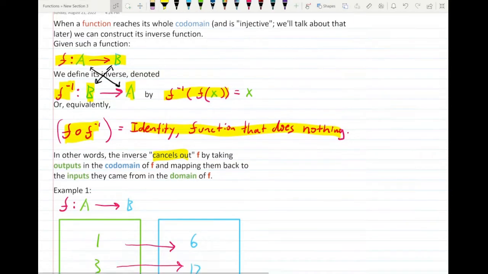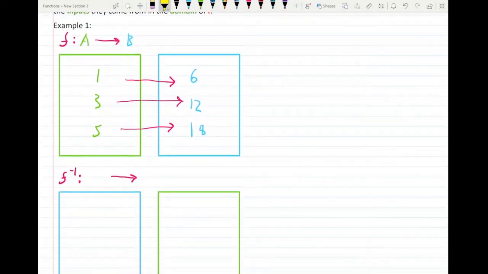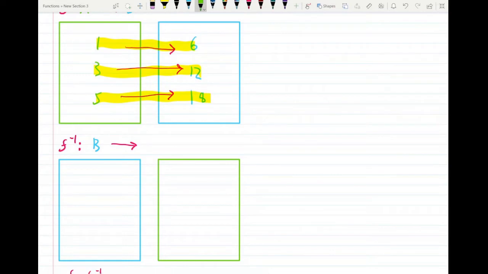So our first example is kind of a little toy example. We've got a very simple function, f from A to B here, and both domain and codomain have only 3 things in them. So we see that 1 maps to 6, 3 maps to 12, and 5 maps to 18. f inverse is going to take in elements from B, and it is going to take them straight back into A. And as you might guess, we can write all of these out. 6, 12, and 18 are in B. A's got 1, 3, and 5 in it. And f inverse is going to send everything right back to where it came from.